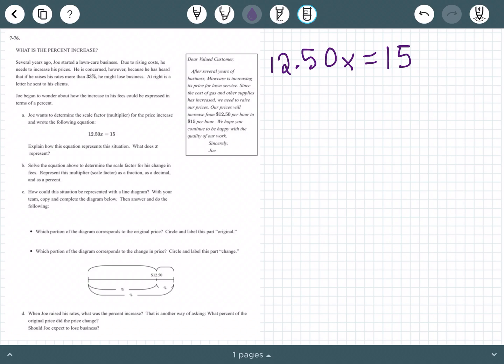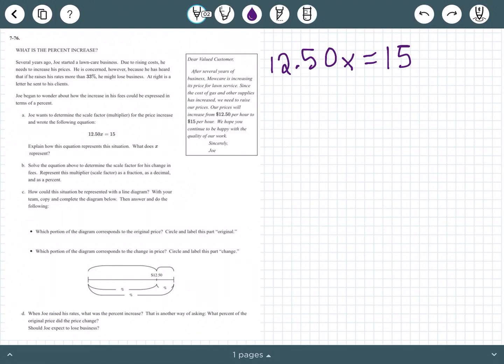Joe began to wonder about how the increase in his fees could be expressed in terms of a percent. Part A. Joe wants to determine the scale factor or multiplier for the price increase and wrote the following equation. Explain how this equation represents the situation. What does X represent?